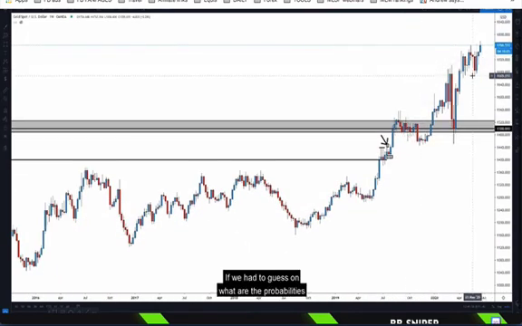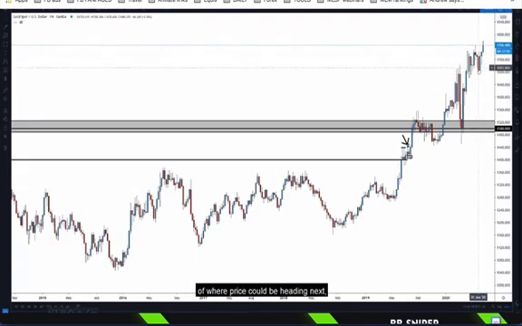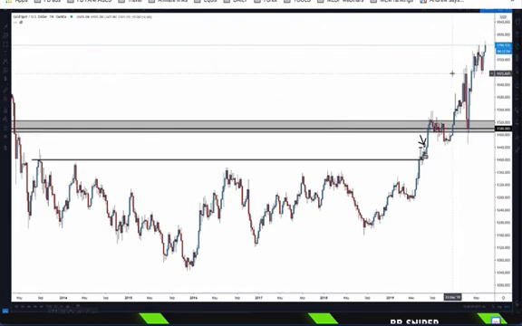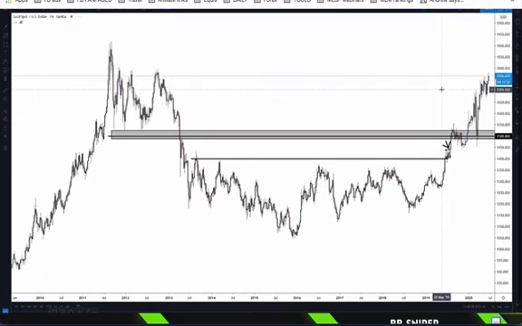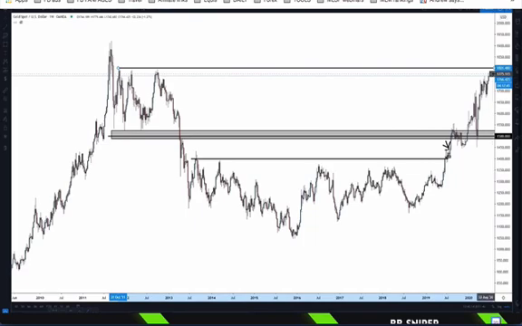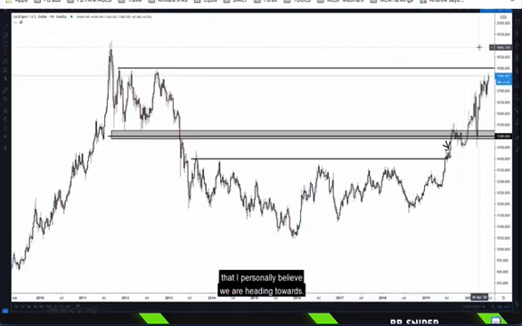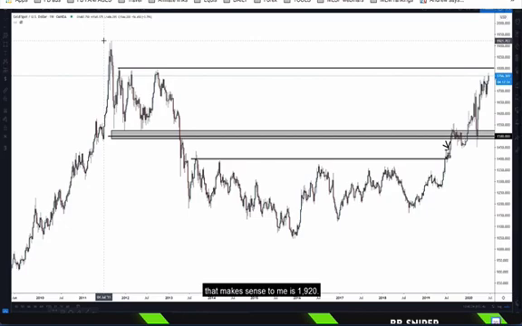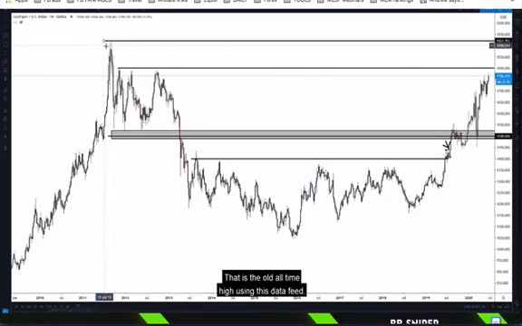If we had to guess on what are the probabilities of where price could be heading next, in the long term, are we going higher? Are we going lower? We've got a pretty clear upside target, 1800, that I personally believe we are heading towards. Aside from that, the only other bullish target that makes sense to me is 1920. That is the old all-time high using this data feed.